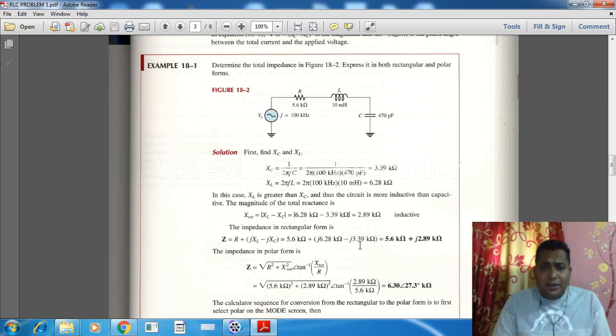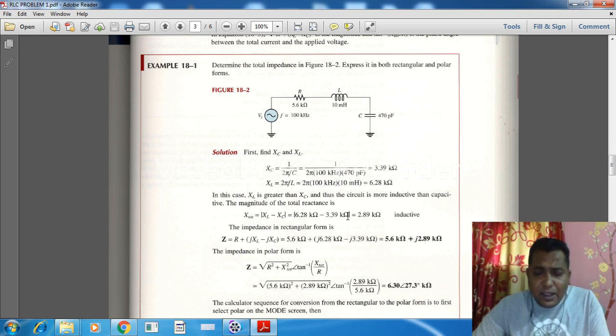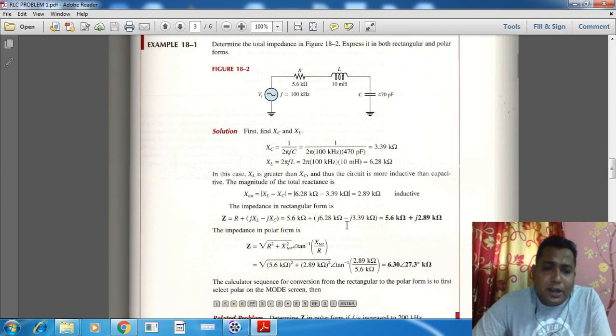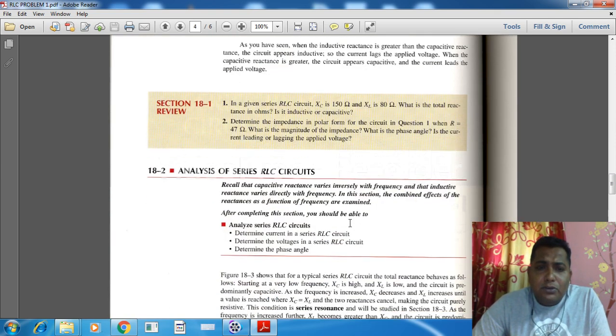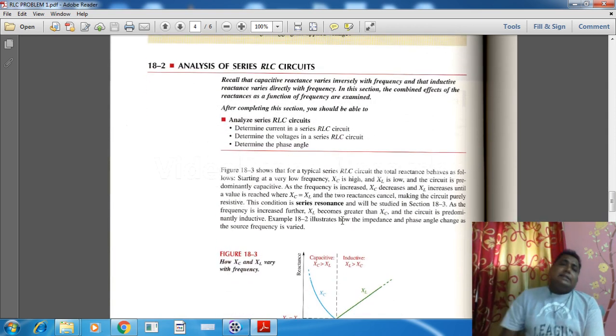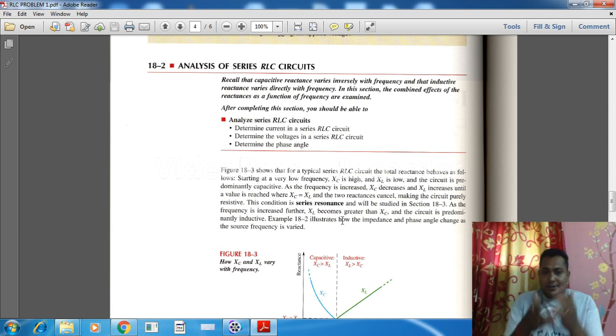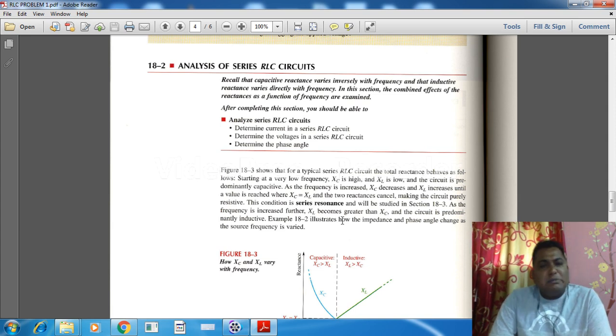Maybe easier, maybe harder, all are the same. We just have to rethink how to proceed for a particular engineering problem. Okay, this is a simpler problem, we have already discussed it. Now coming to the next problem. Yes, analysis of, this is a very important topic, analysis of series RLC circuit. First check what is written over there, then I'm going to explain everything to you.